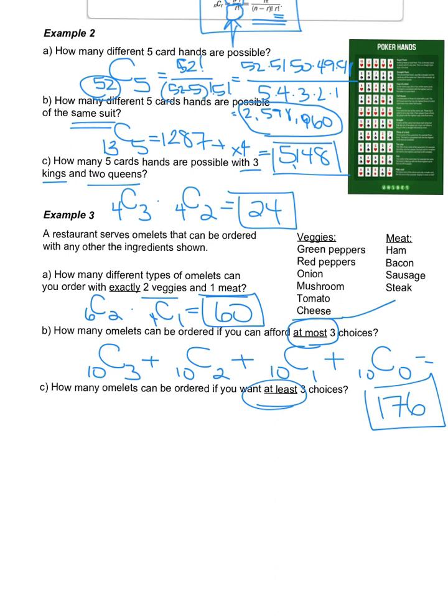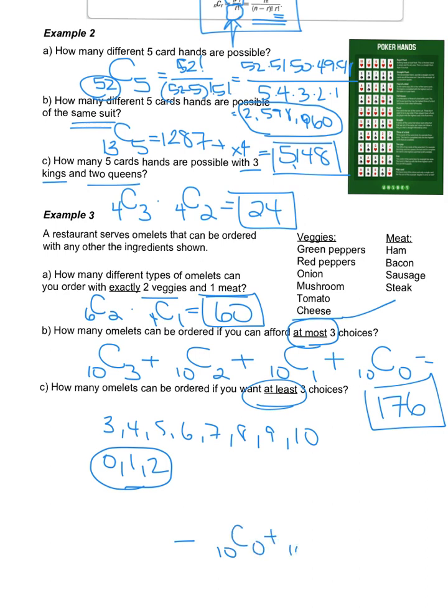Looking at the last question, how many omelets can be ordered if you want at least 3? Well, you could take into account 3, 4, 5, 6, 7, 8, 9, 10. Or what we could do is look at 0, 1, and 2 and take that away from the whole. So we could use the complement. Since this is going to be less calculation, we figure these out and subtract that from the whole.